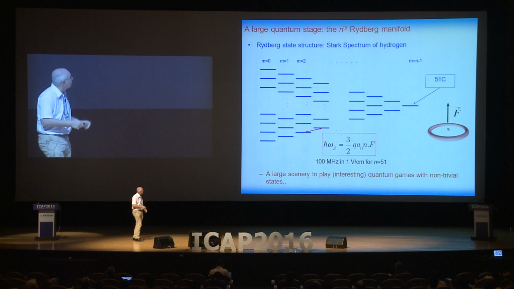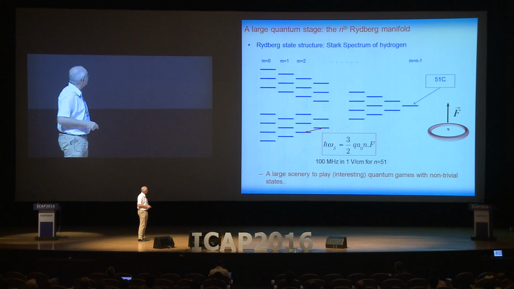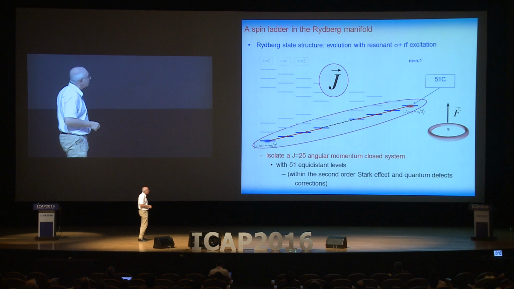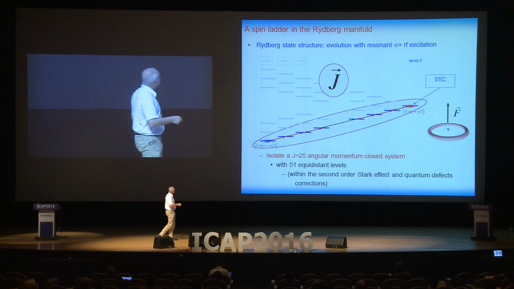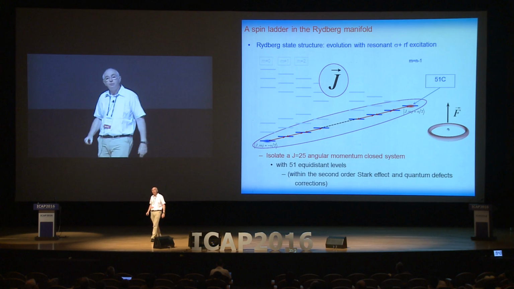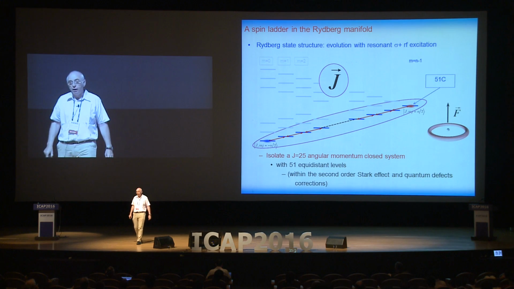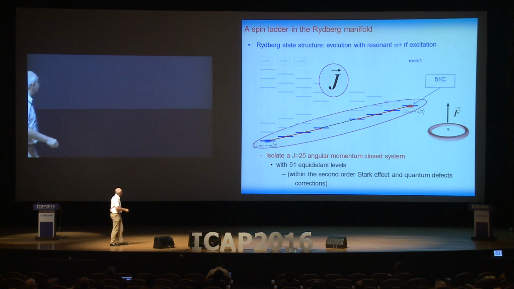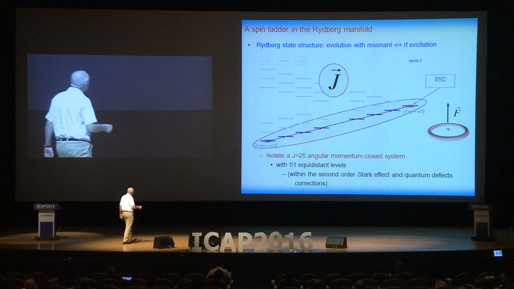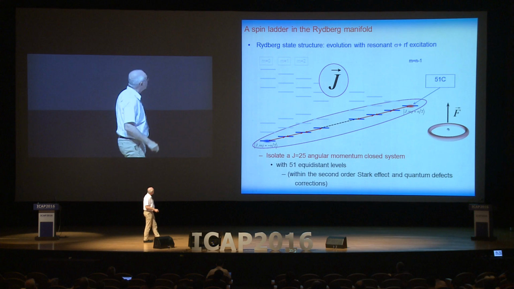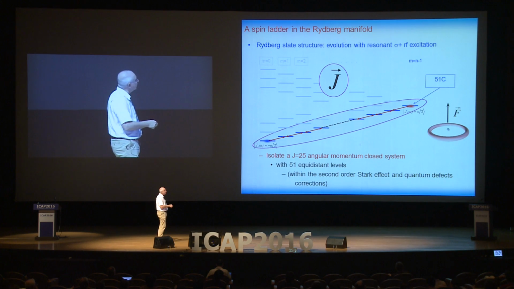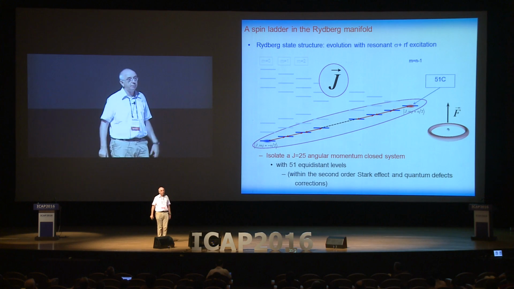So we'll confine ourselves to a smaller territory, and we will isolate in this manifold of states a ladder of levels that is equivalent to a spin. How can we do that? We start from the circular state here, or alternatively from a low m state that can be reached by laser excitation, and we drive the coherent evolution of the atoms with a resonant radio frequency field at a few hundred megahertz, whose polarization is very purely sigma plus.